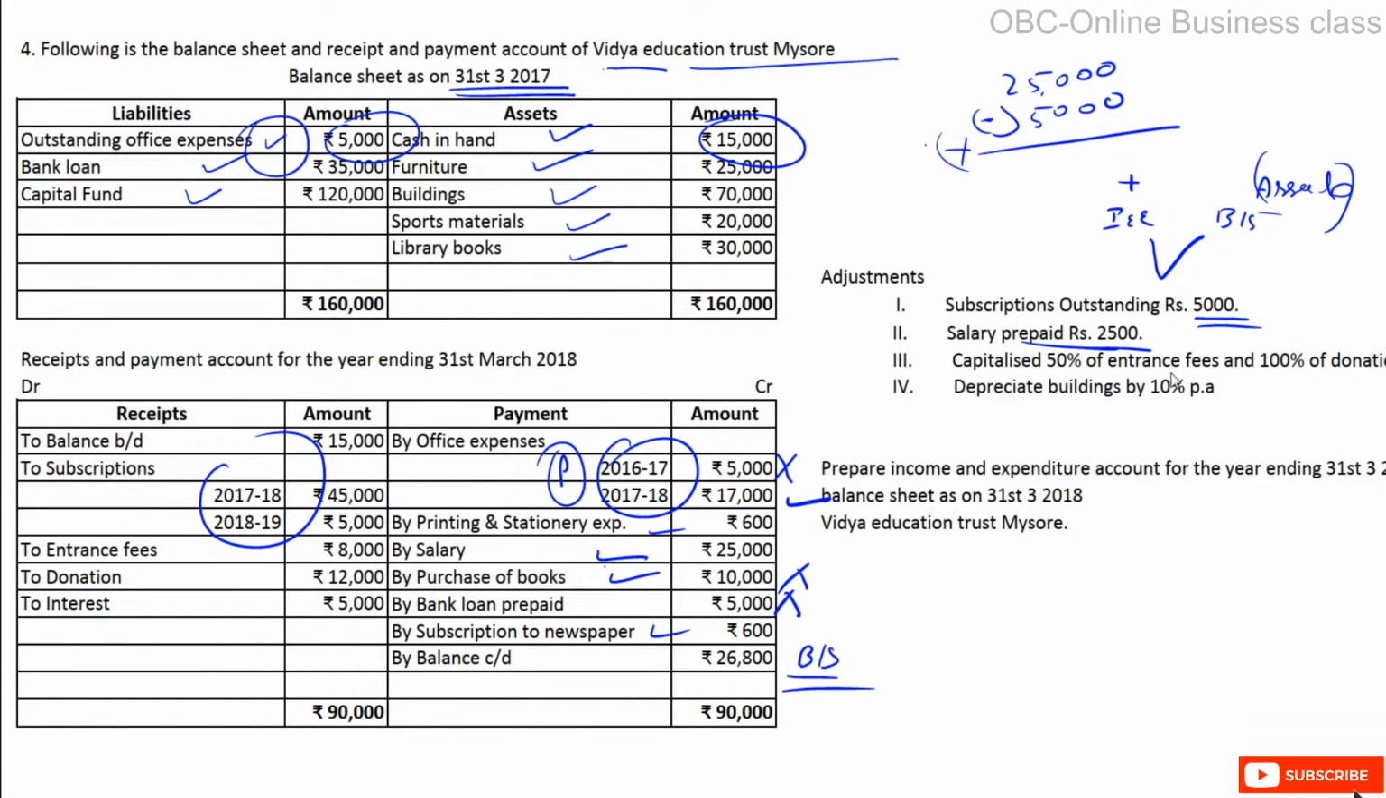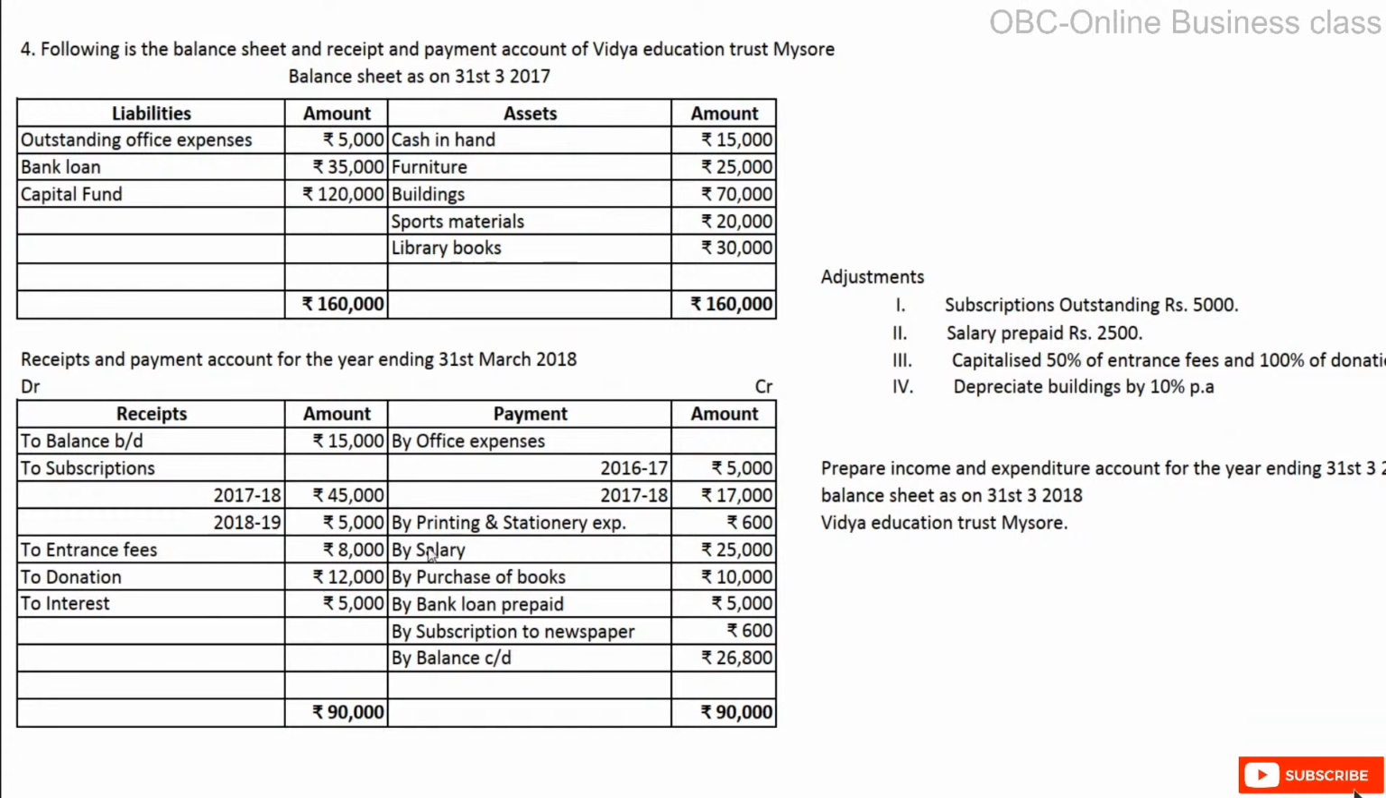Next is capitalize 50% of entrance fees and 100% of donation. So 50% of entrance fees, entrance fees is 8,000. In this 8,000 you need to capitalize 50%, that means half, 4,000, will be recorded in income and expenditure account, and another 4,000 will be recorded in balance sheet, so that part is over. Next is donation. 100% donation is to be capitalized, so the whole 12,000 will be transferred to balance sheet, you won't record it in income and expenditure account, that's it.